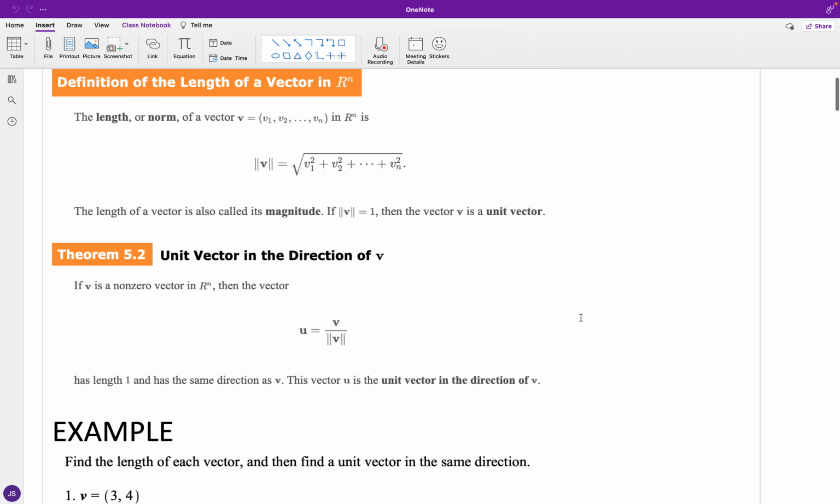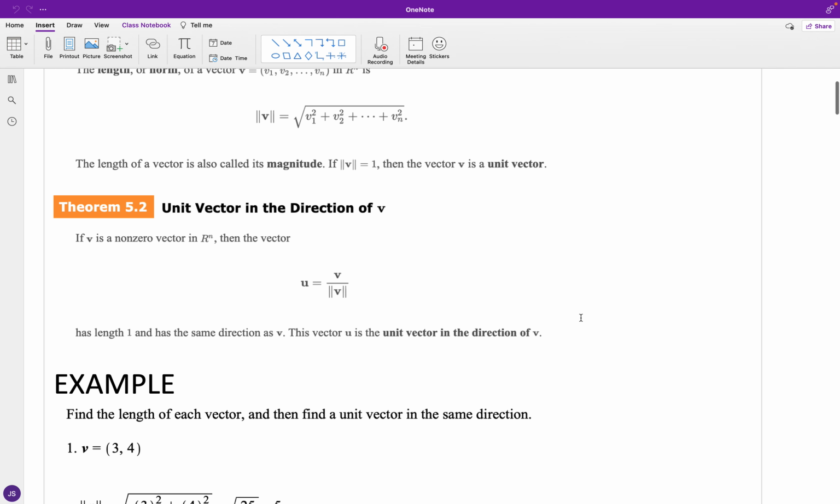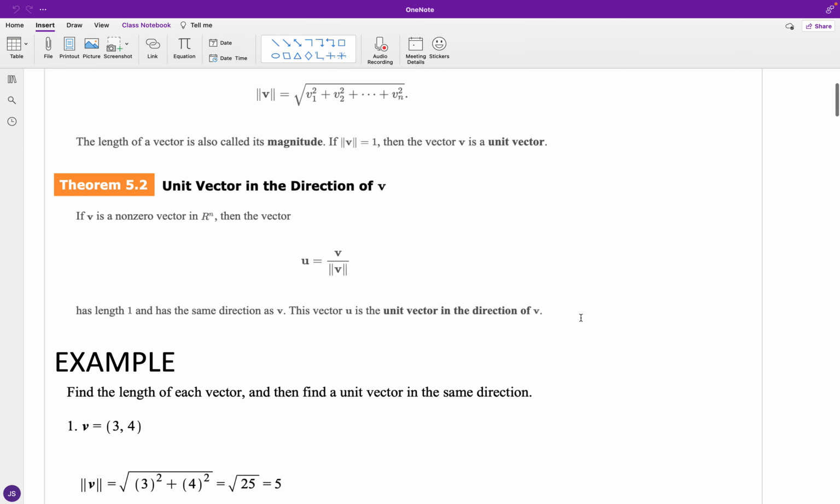Looking at a set of examples, first it says to find the length of each vector and then find a unit vector in the same direction. So we have vector v consisting of 3 and 4. For the length, the magnitude is equal to the square root of the sum of the squares of 3 and 4. 3 squared is 9, 4 squared is 16, 9 plus 16 is 25, and the square root of 25 is 5. So the length of this vector is 5.